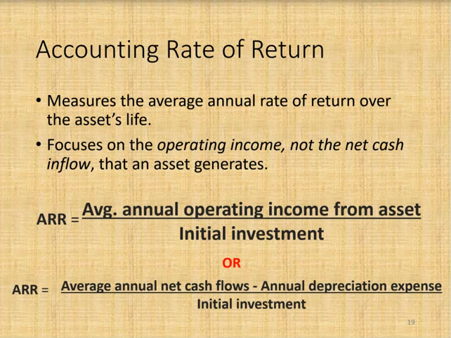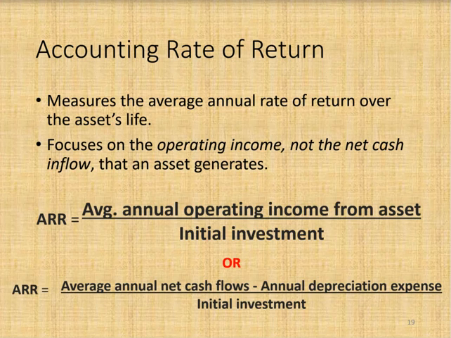All right, so let's review the accounting rate of return, otherwise known as ARR. That measures the average accounting rate of return over the asset's life. Note that ARR uses operating income, which is revenues minus operating expenses. And if you're given annual cash flows, you must subtract depreciation expense in order to get operating income.